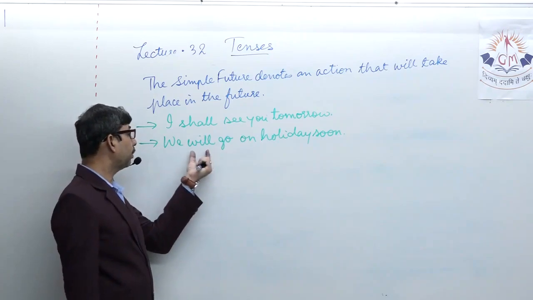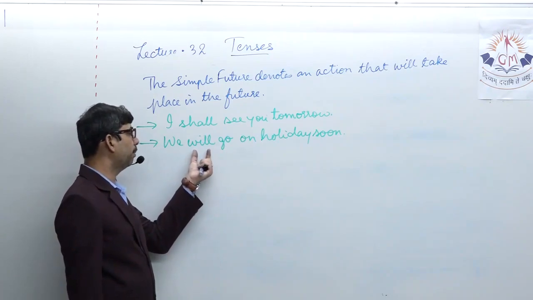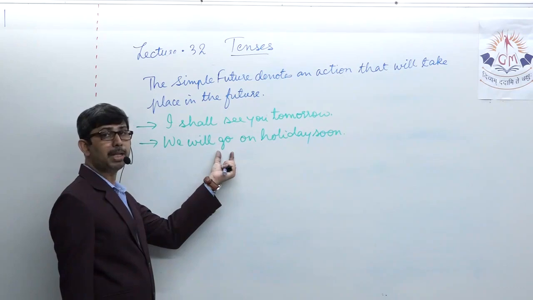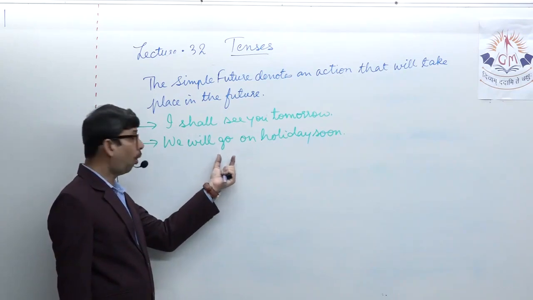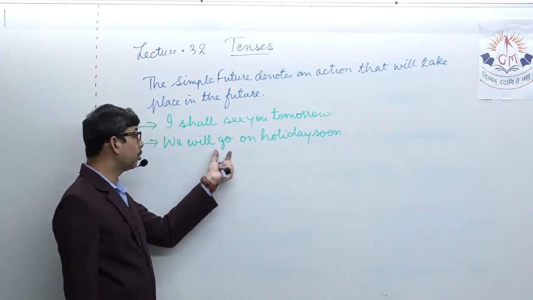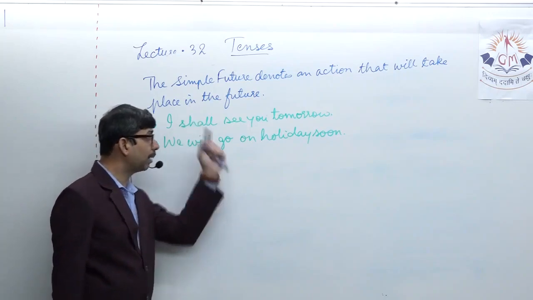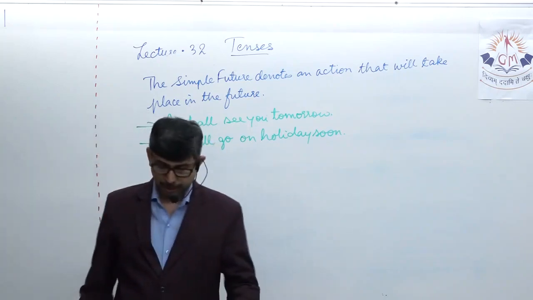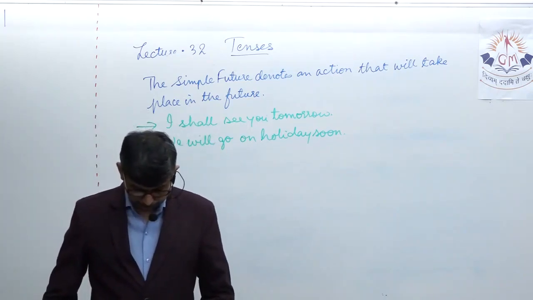So you can see whenever we use the future tense, the simple future, we make use of the base form of the verb. We are not using any other form like going, or not even the singular form that goes. We are always using the base form. So you see, these are two examples of simple future tense. Let's get along with the next one.